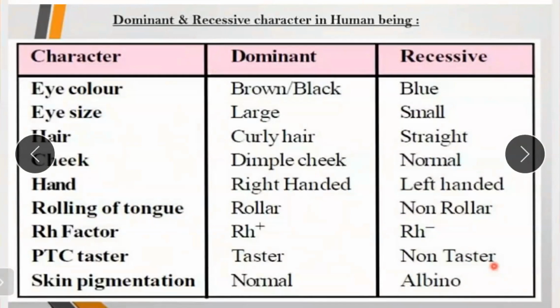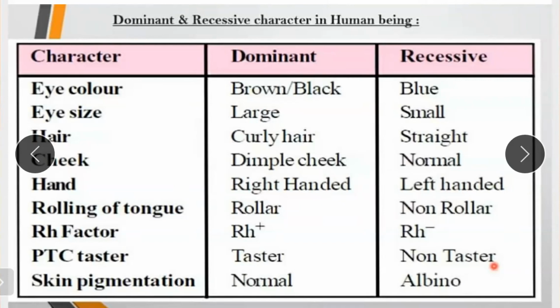Now we can see the slide about the dominant and recessive characters in a human being. See, eye color: in dominant we can see brown or black, and in recessive we can see only blue. What about the eye size? Large in dominant, small in recessive. What type of hair? Curly hair in dominant, and straight hair in recessive. What about the cheek? Dimple cheek in dominant, and normal in recessive.